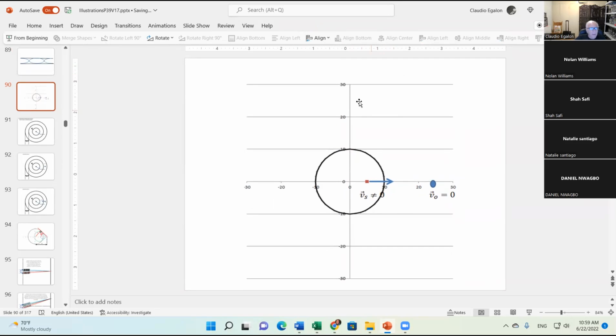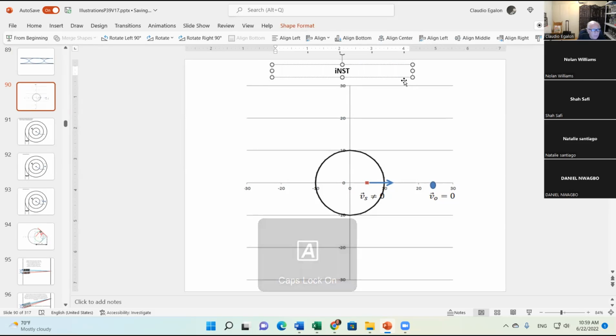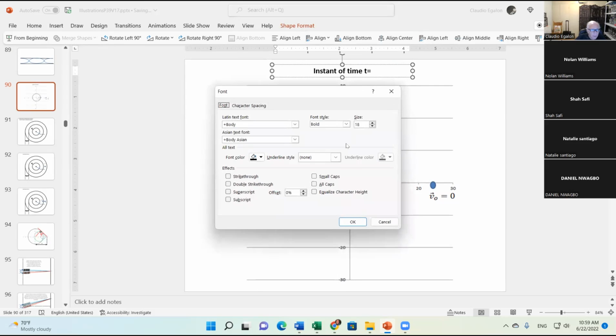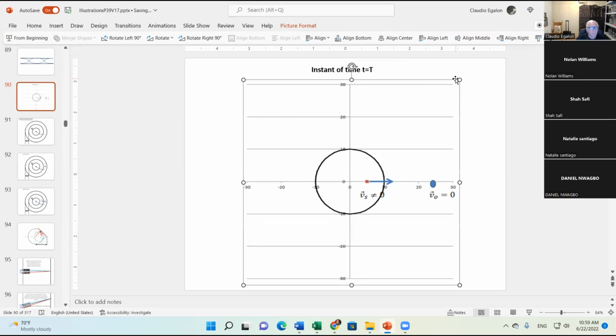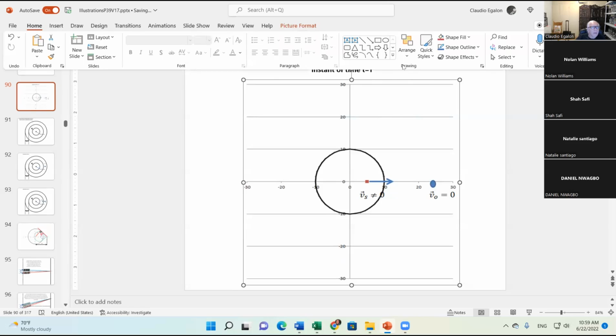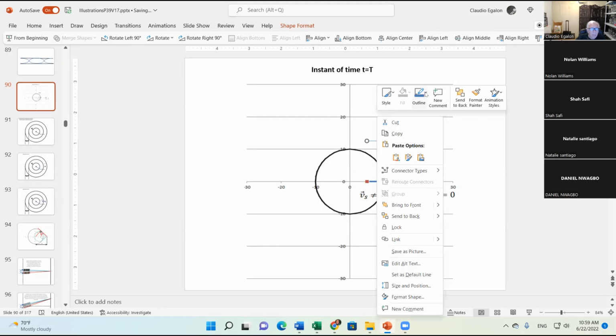So I'm going to take the instant of time t equal to the period of the wave. I'm going to get this distance, from here to here, which is going to be lambda prime.